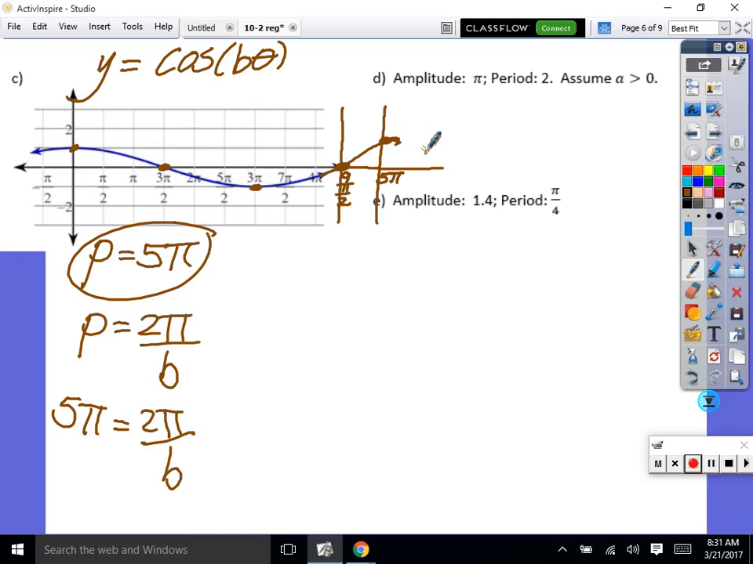It passes 5 pi. Let's see, where does it end? So 9 pi halves, 10 pi halves, which was 5 pi. Oh, wait a minute. 11 pi halves. Then won't it end at 11 pi halves actually? Or am I not thinking right about that?